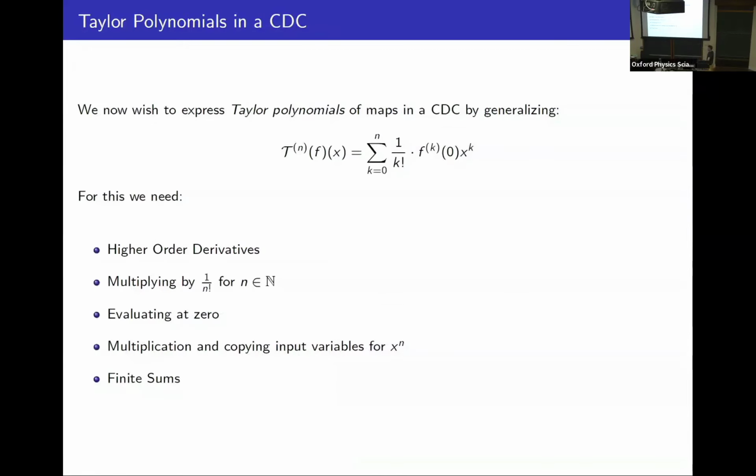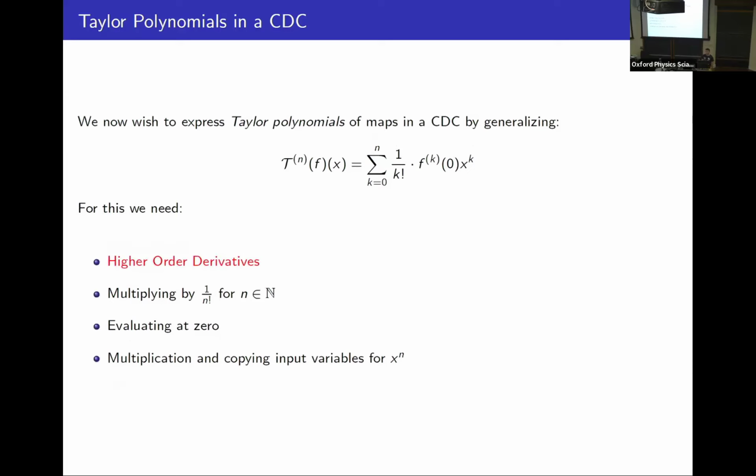Okay, so now, as I said a few slides ago, I want to express the notion of Taylor polynomials in a Cartesian differential category. So I need to generalize this formula. And for this, there are a few ingredients that we're going to need. I'm going to need the notion of higher order derivatives. I'm going to need to be able to divide by n factorial. I need the notion of evaluating at 0. I need the ability to multiply and to copy input variables, so I can do x to the n, and I need finite sums.